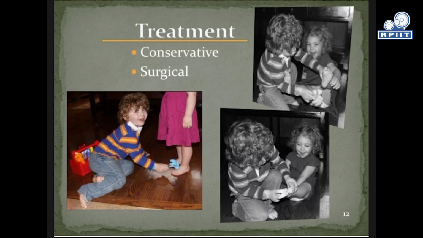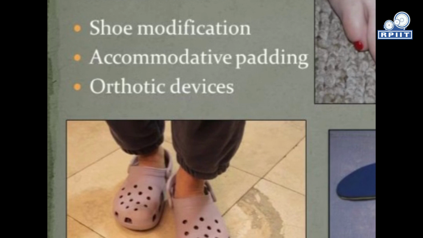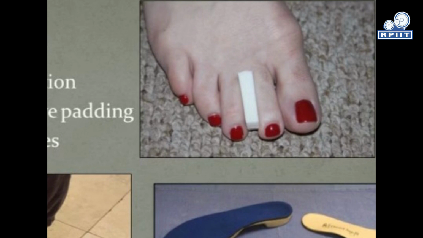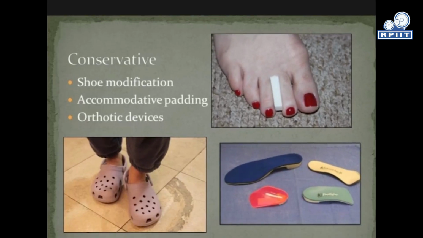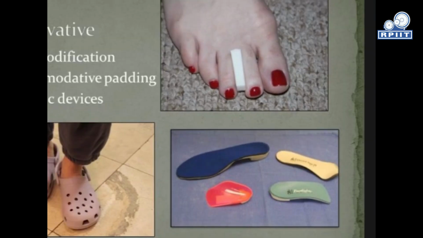Now the treatment part. First is conservative treatment and the second is surgical treatment. In the conservative treatment, there is shoe modification, you can see on the first figure. Shoe modifications are alterations and adaptations made to the shoe according to the individual foot. And accommodative padding, you can see on the second figure, padding between the second and third toe. And last is the orthotic device, you can see on the last figure. An orthotic device is most useful for foot stability.